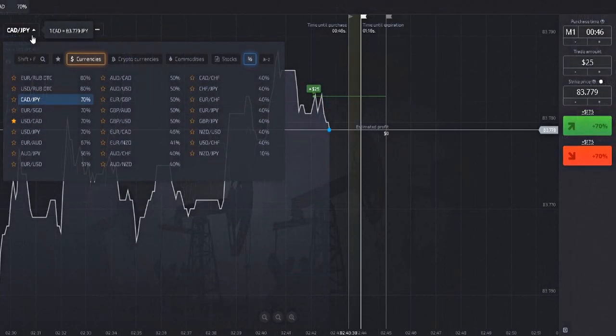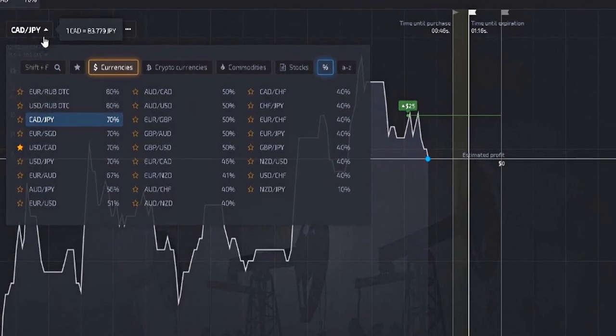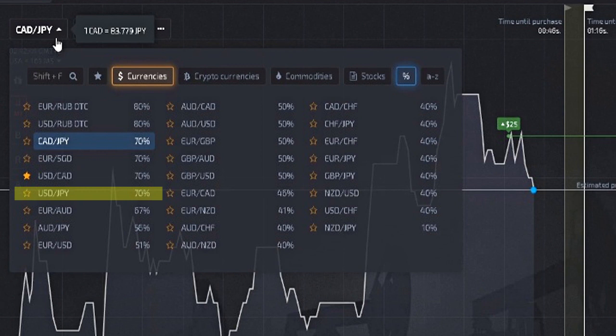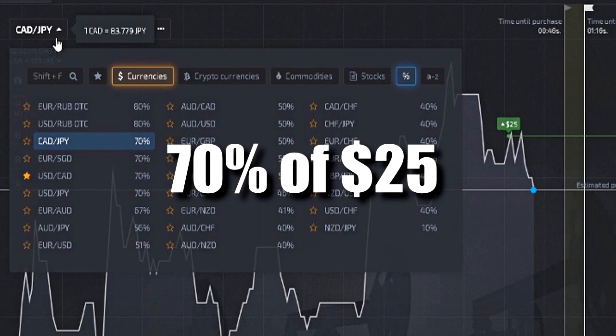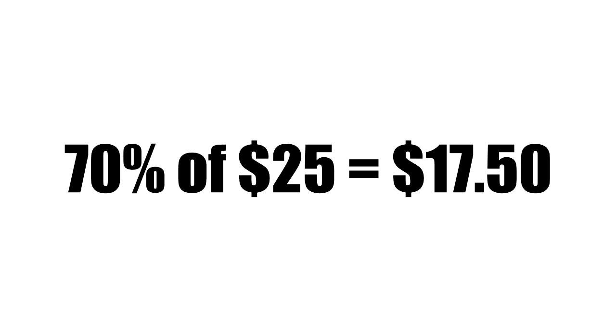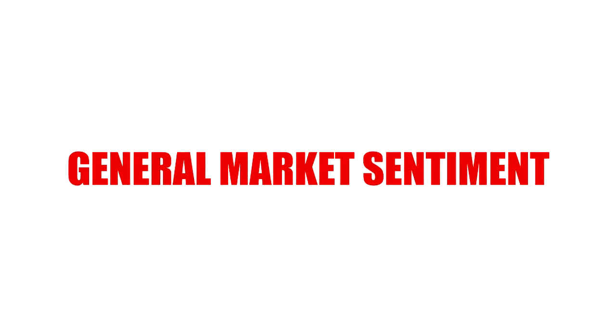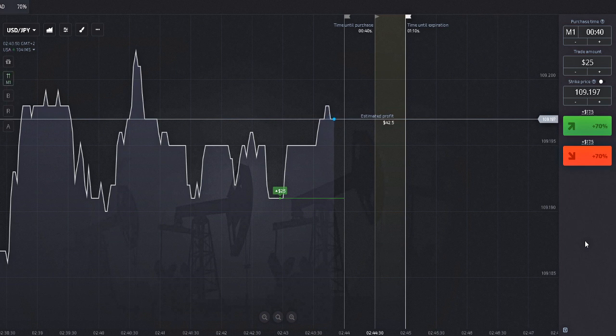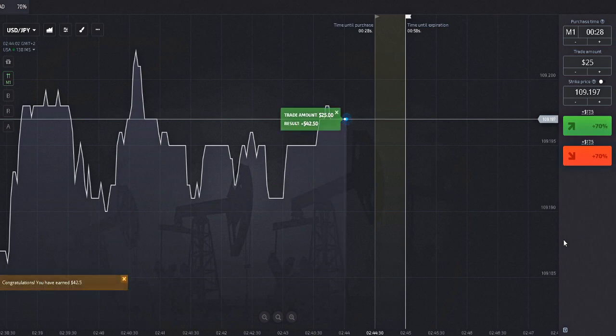So let's talk about payouts. In this example, our broker is paying out 70% profit margin for the US dollar versus the Japanese yen, making our $25 contract worth $17.50. Now keep in mind, the 70% profit payout is made up of a few variables: how much the prices fluctuate, volatility in the markets, and just general market sentiment. So let's fast forward to the end of our 60 seconds. If our buy analysis came true and the price is above where we thought it would be, then guess what? We just finished in the money.